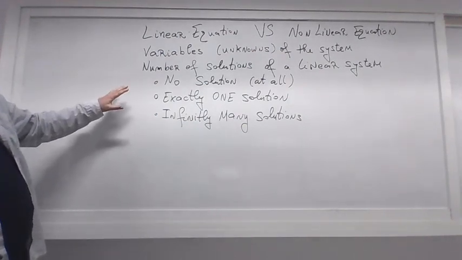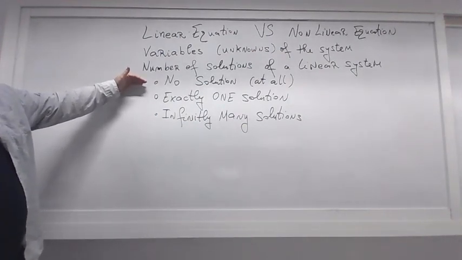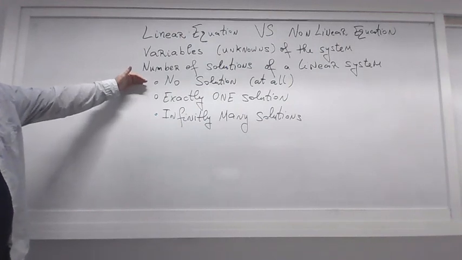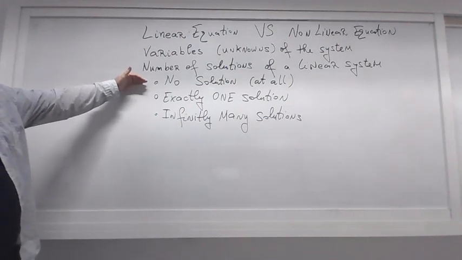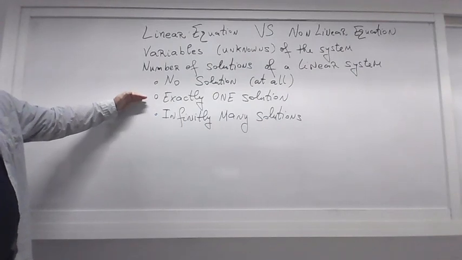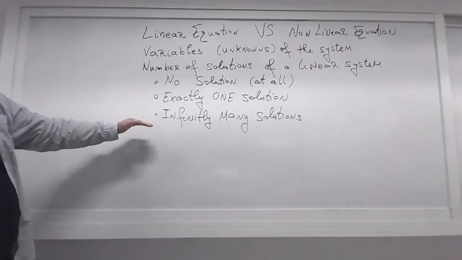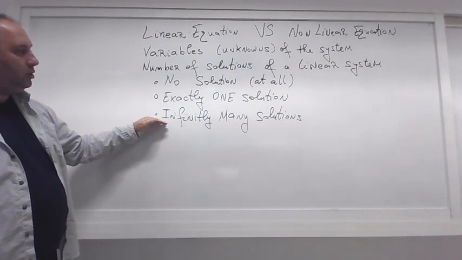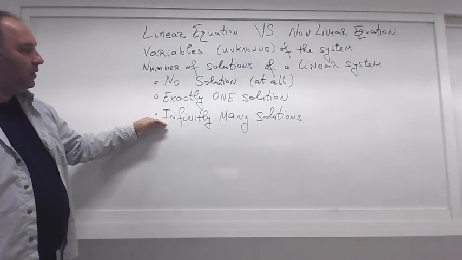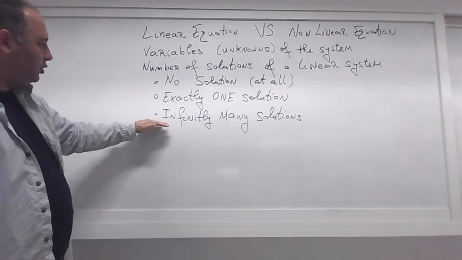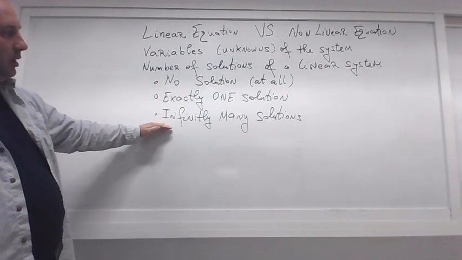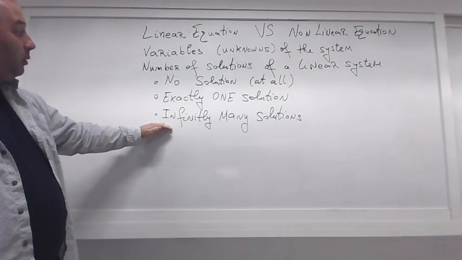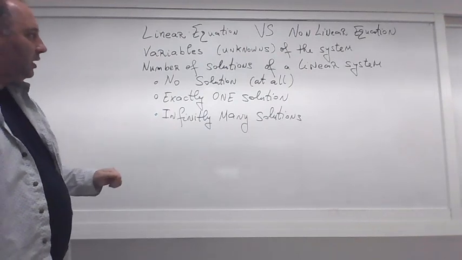We have a linear system, either that system has no solution at all, which means there's at least one equation that is in contradiction with others, or the system has exactly one solution, or the system has infinitely many solutions. And when we have infinitely many solutions, we will have free variables and parameters, so this will be written in a special way. We will see some examples for that.